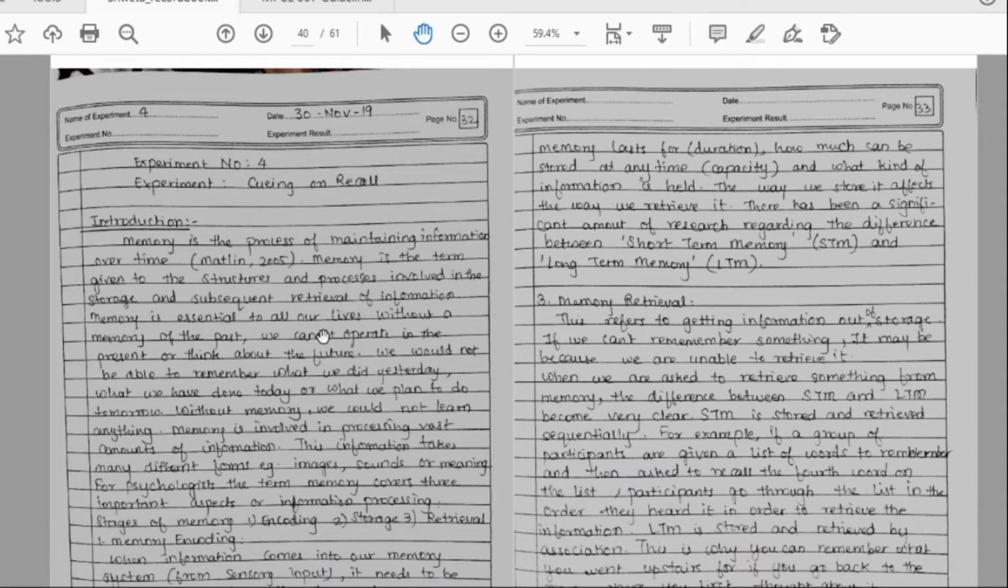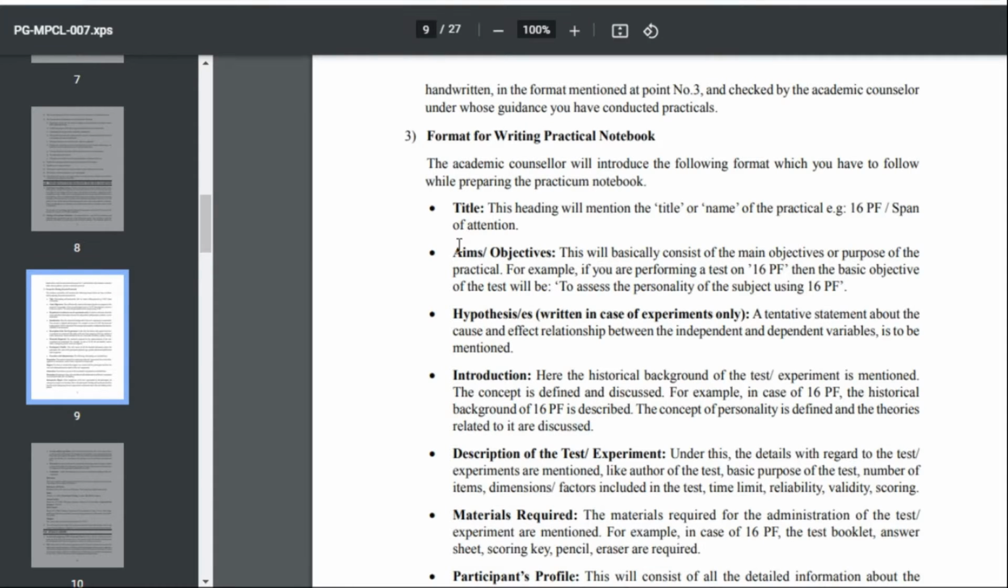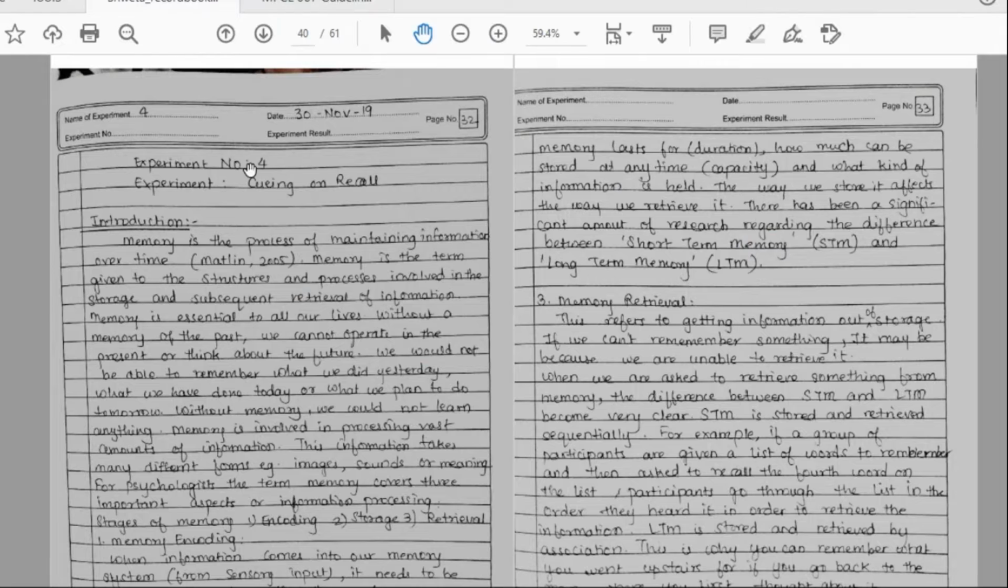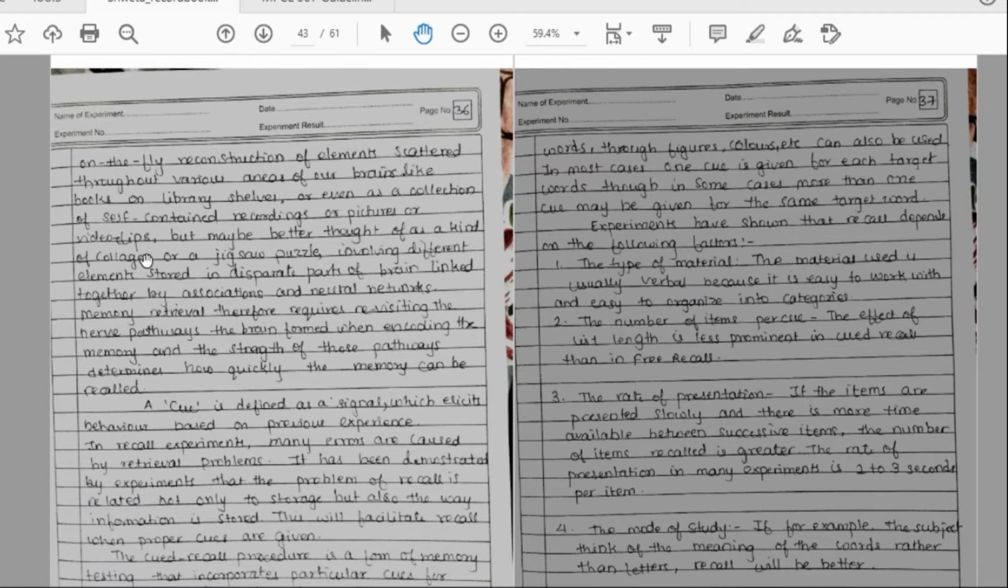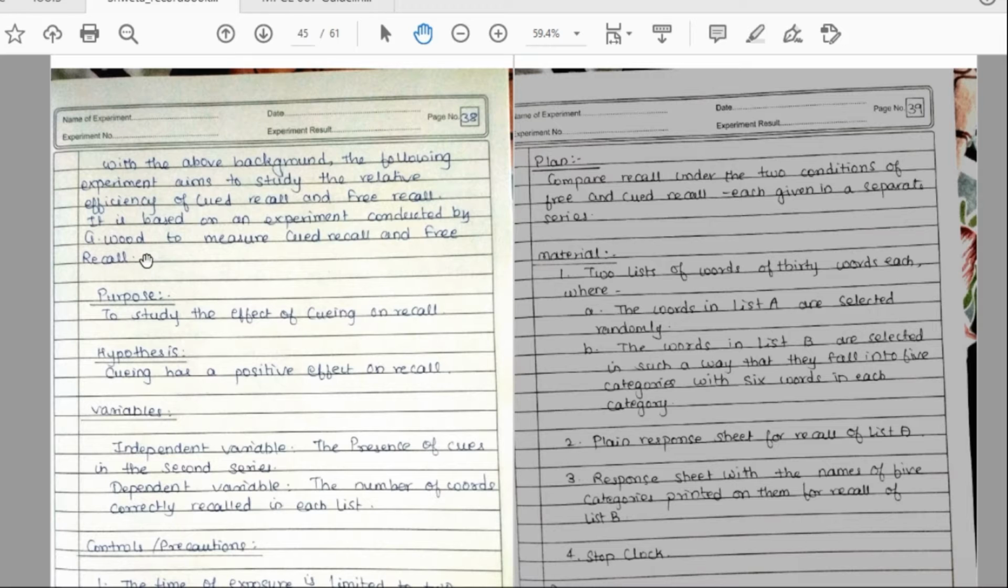So this is a sample notebook from one student. Here you can see the title, aims, objectives, hypothesis, and introduction. So we are just looking at these 4 points. Here the title is given, experiment and the name of experiment, but the introduction comes first, and this introduction goes at least 5 pages. You have to research this introduction from online references or any books, and then comes the purpose, that is the aim of the experiment, and then the hypothesis.